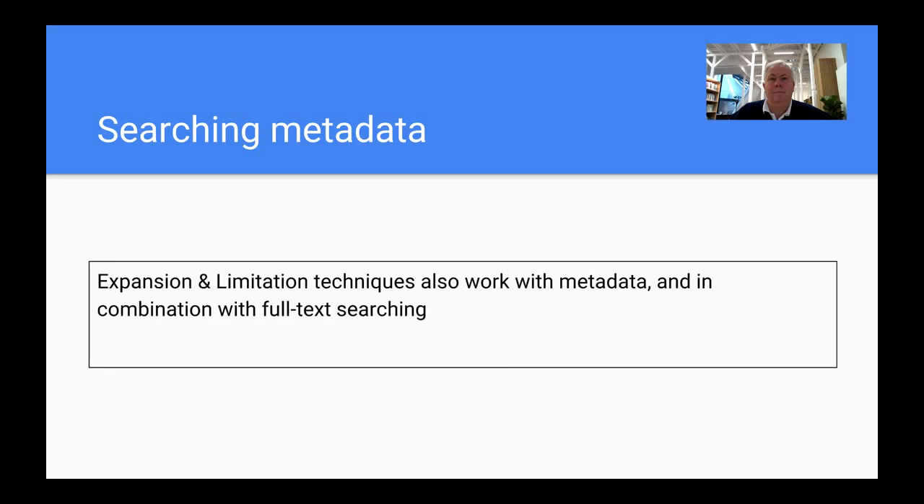Okay, well, you can use those expansion and limiting techniques that I talked about in the first part when we were searching just the full text, but they also work with metadata. So you could truncate an author's name, for instance, or use a wildcard if you didn't know the exact spelling. And you can use the NOT operator, for instance, on the publisher field. I'm not interested in anything in the publisher field that has the word World Maritime University.